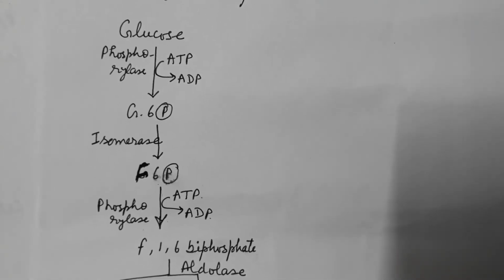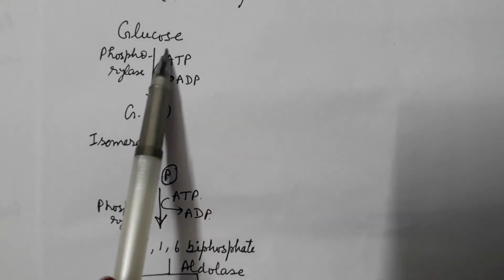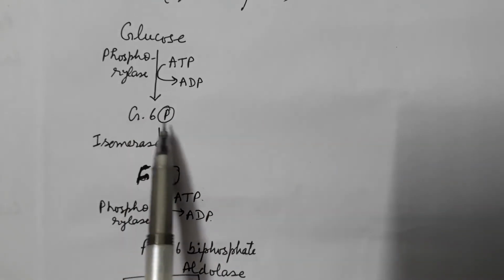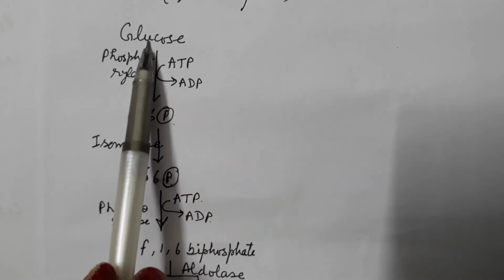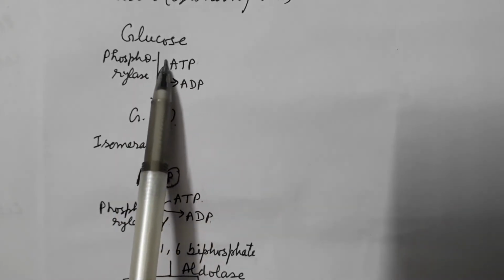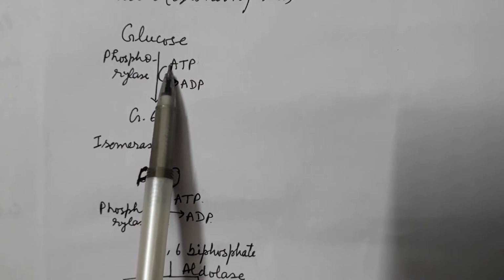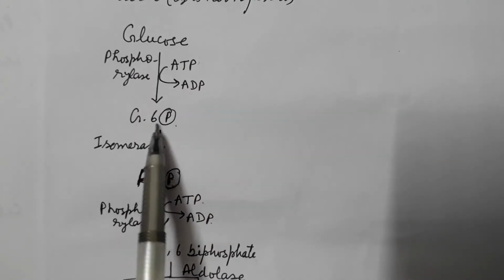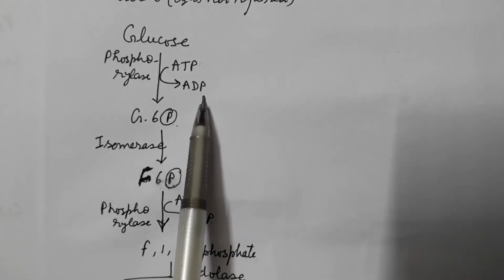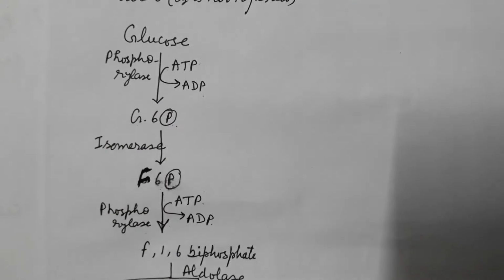So what happens? Glucose is the respiratory fuel or respiratory substrate. In the first step, glucose is converted into glucose 6-phosphate. One molecule of phosphate is added to the glucose. One molecule of ATP is utilized. It gives its phosphate to the glucose and it is converted into glucose 6-phosphate. One molecule of ADP is synthesized here. This step is catalyzed by the phosphorylase enzyme.